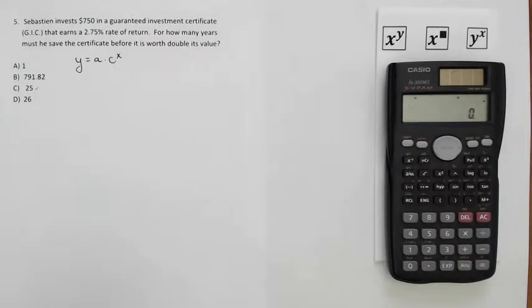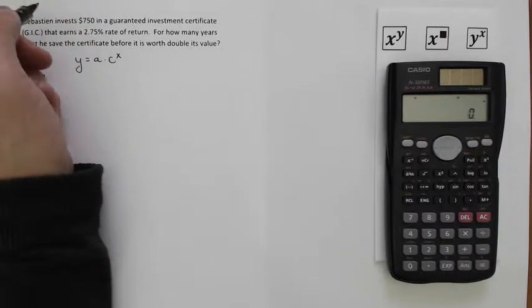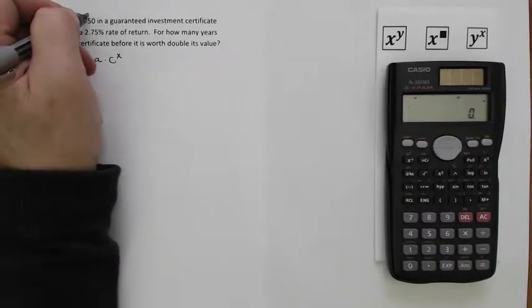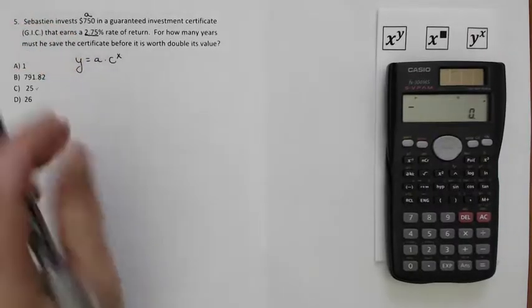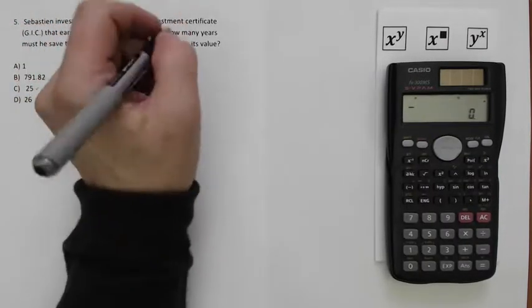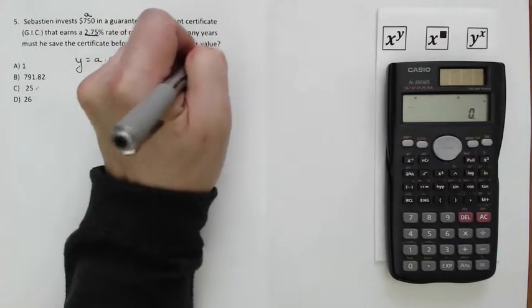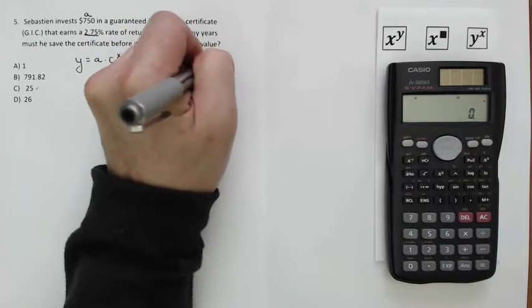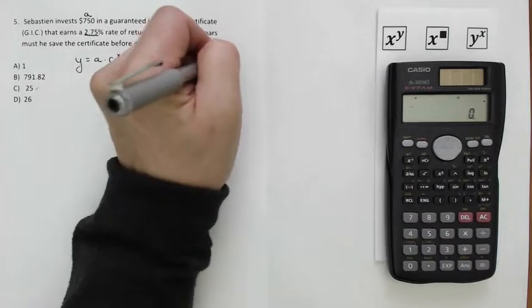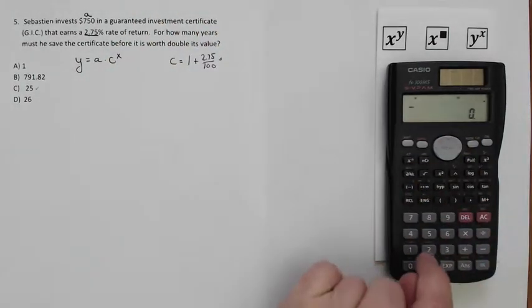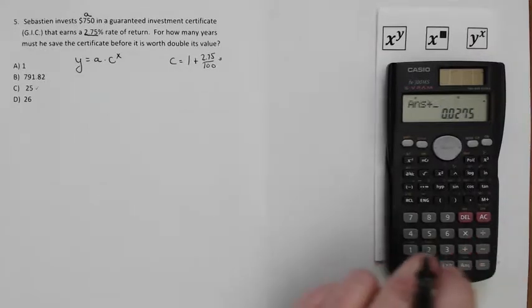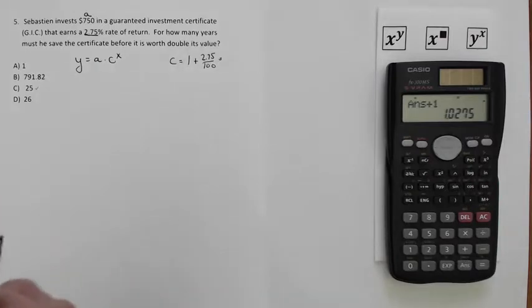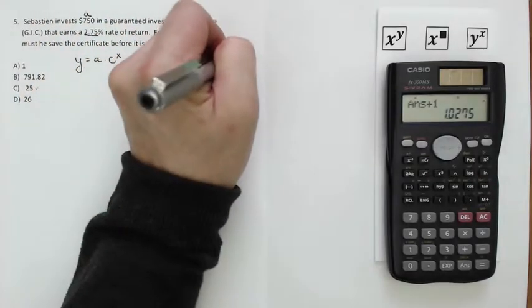So here's the thing that we're kind of concerned with. We know that he's investing $750, so that's his A. And we know here that it's growing, so there's a growth rate of 2.75%. So we could calculate his C by saying 1 plus 2.75 over 100. So let's do that first. 2.75 divided by 100 is 0.0275, to which we're going to add 1, and we'll get 1.0275.